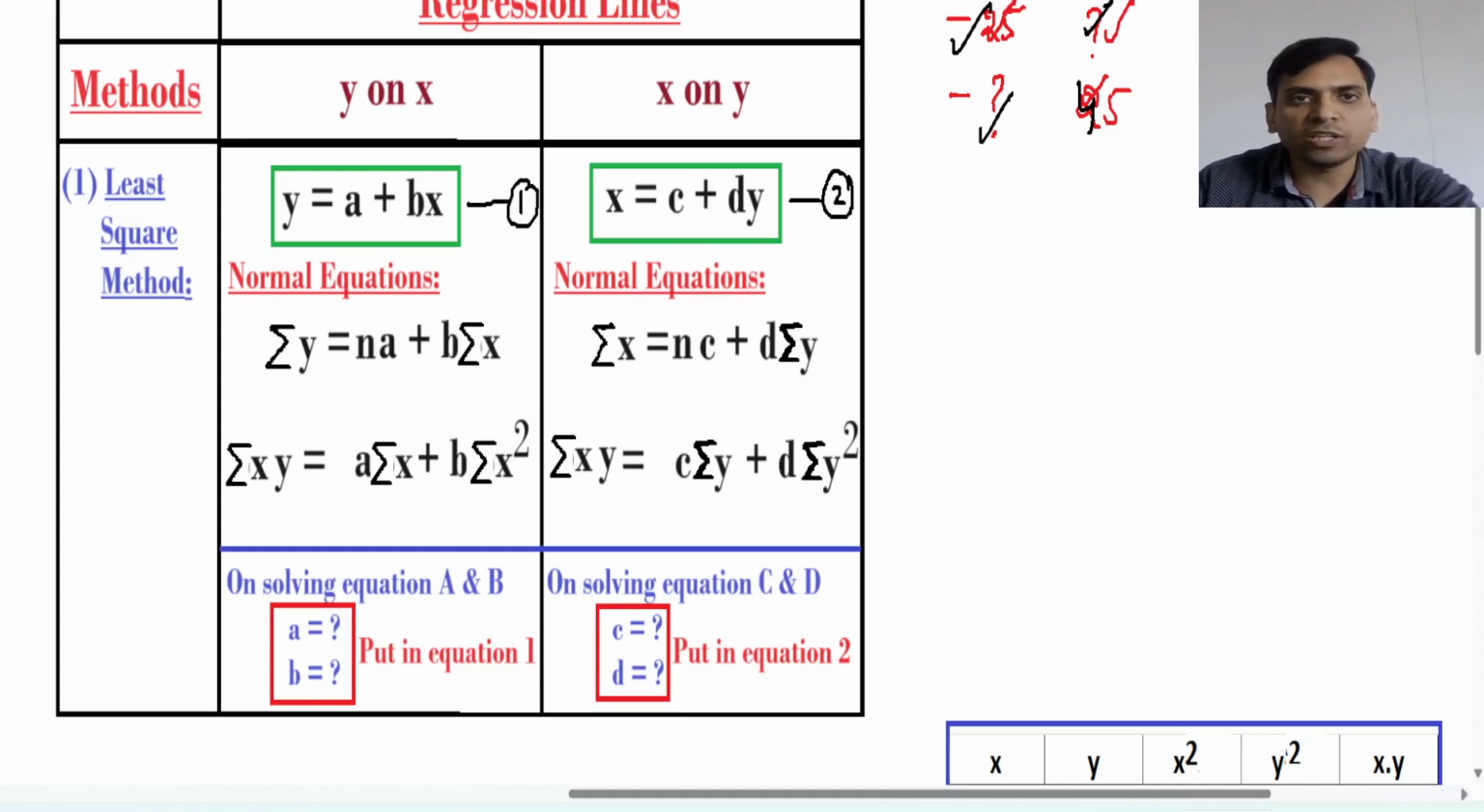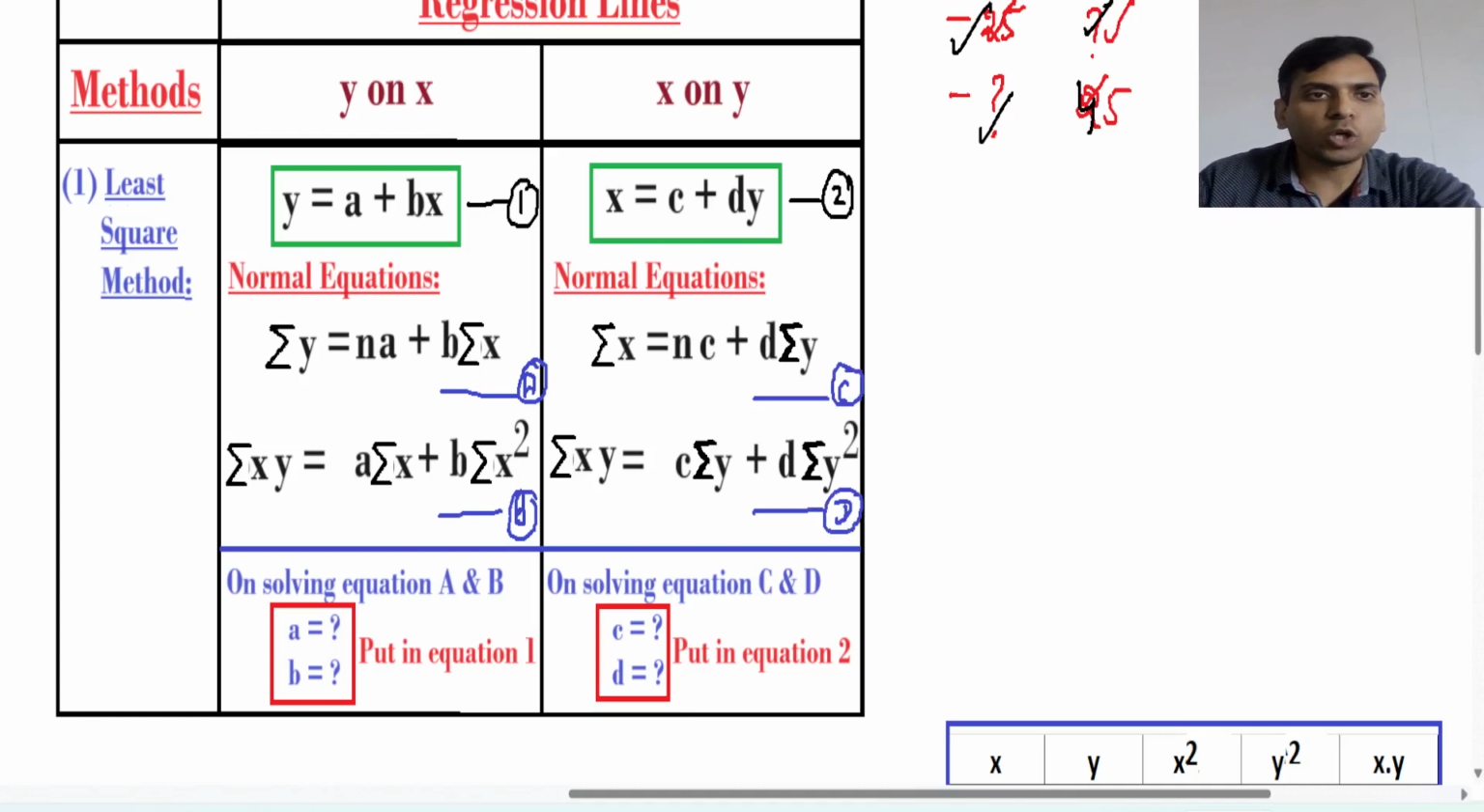So basically we need to learn these two equations for regression analysis. I am not explaining how we can derive these equations. This equation is considered as equation number a, and the second is equation number b, and in the same way you will have equations for c and d. This is considered as c, and this equation is considered as d.